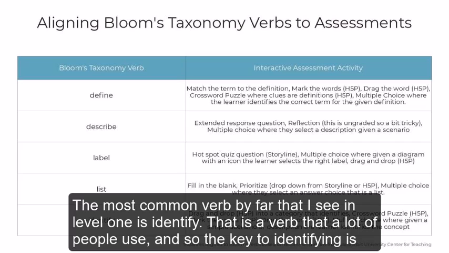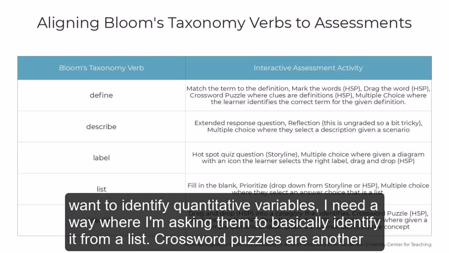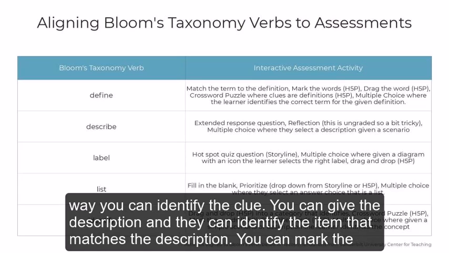The most common verb by far that I see in level 1 is identify. That is a verb that a lot of people use, and so the key to identifying is recognizing that information from that first slide. For a drag and drop, we are dropping into a category that identifies something. So when I want to identify quantitative variables, I need a way where I'm asking them to basically identify it from a list.